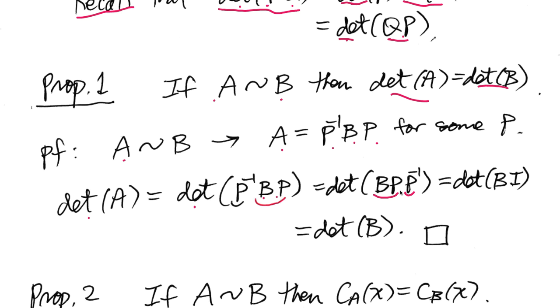But wait a minute. We have an associative property here, and I could go B times PP inverse. But what's PP inverse? PP inverse is I, the multiplicative identity, so I've got the determinant of BI, but BI is B. So I've got the determinant of B. Look at the first and the last. The determinant of A is the same as the determinant of B.